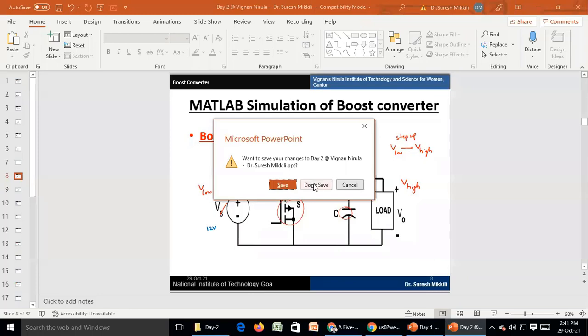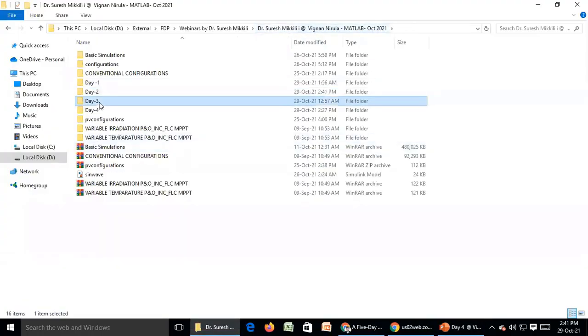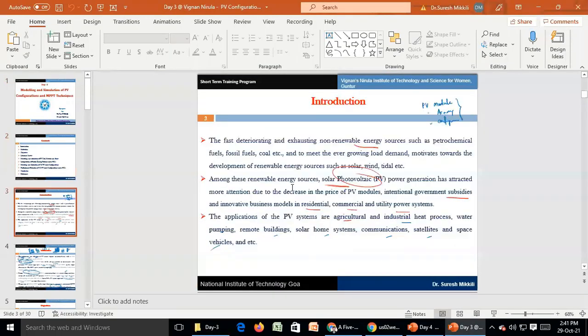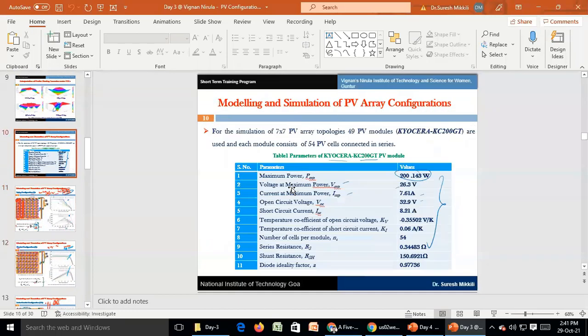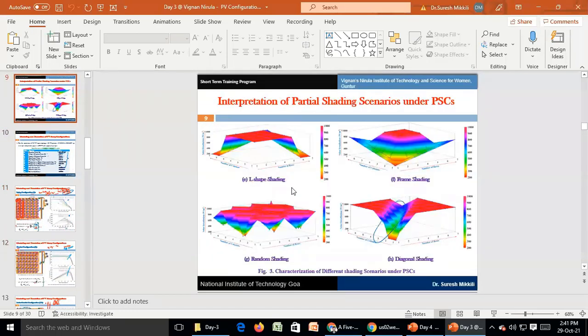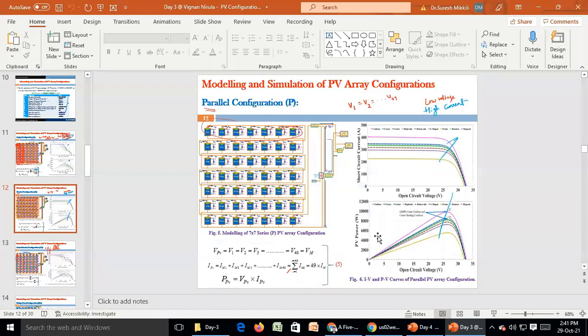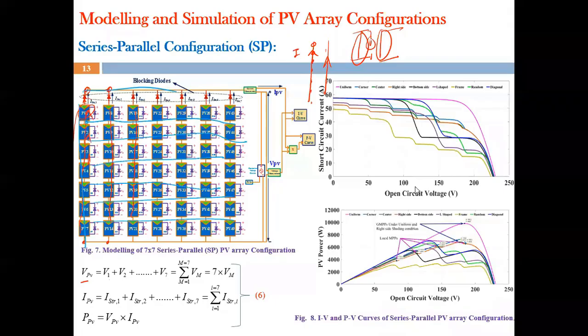On the third day we learned about uniform irradiance conditions or non-uniform conditions. These many conditions may occur. That means partial shading conditions may occur. Partial shading conditions occurring means what happened? These local peaks are coming. It may not be uniform.